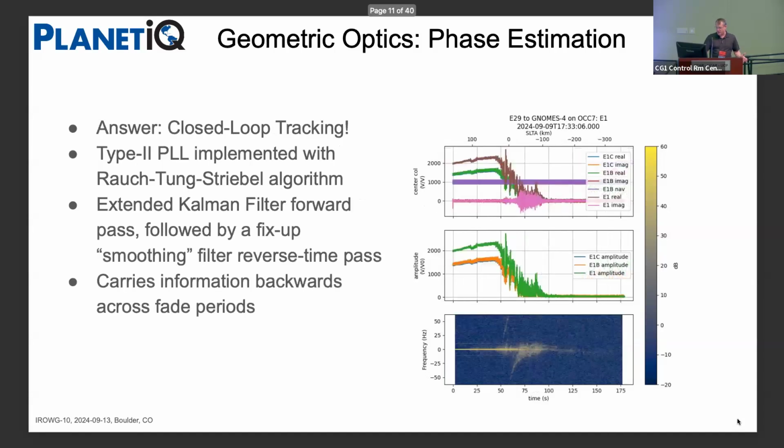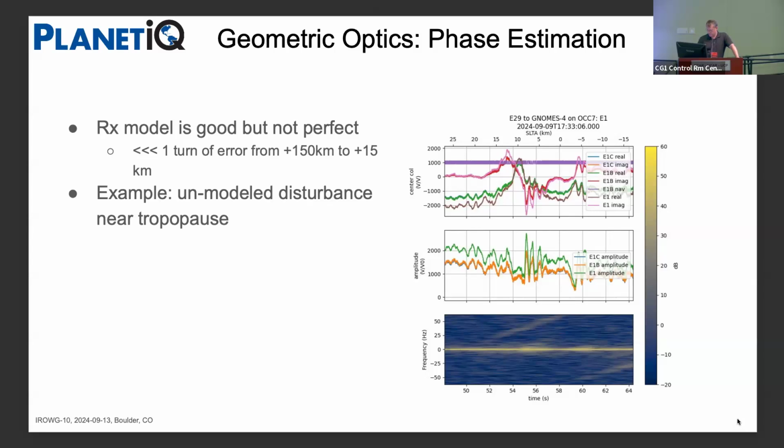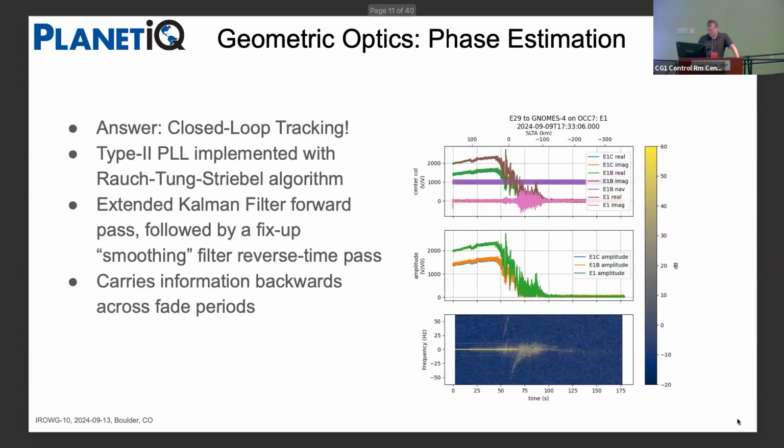So to solve that problem, we're using closed loop tracking. We implemented a type 2 phase lock loop with the Rauch-Tung-Striebel algorithm. It's an extended Kalman filter in the forward pass followed by a statistical backward pass. That lets us carry information back and forth across extreme fade regions, and means we don't have to play a game of connecting the phase afterwards. We just get to run an ordinary arctan2 across all the data once it's been phase locked.